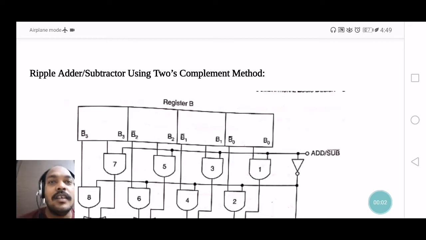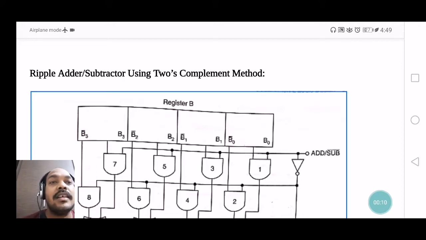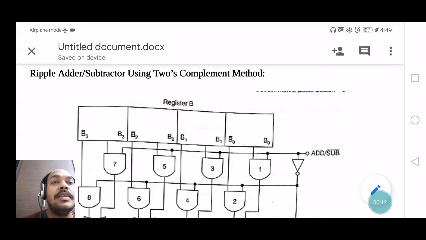Hi students, this is lecture number 2 in unit number 3 in digital logic design, and the topic name is ripple adder subtractor using 2's complement subtraction method. In the previous lecture we discussed a ripple adder and a 4-bit ripple subtractor.